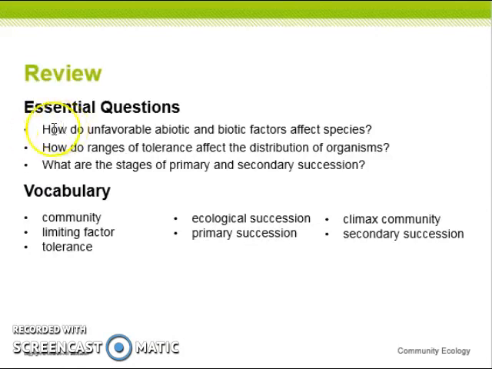If you can answer the 3 bullet points, how do unfavorable abiotic and biotic factors affect species? How do ranges of tolerance affect the distribution of organisms? And what are the stages of primary and secondary succession? You should be able to do very well on your quizzes.